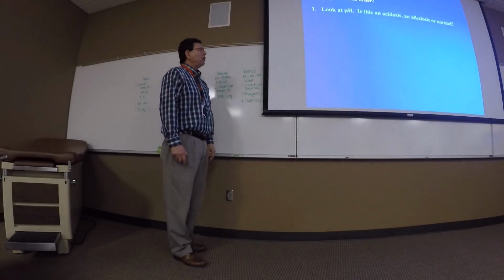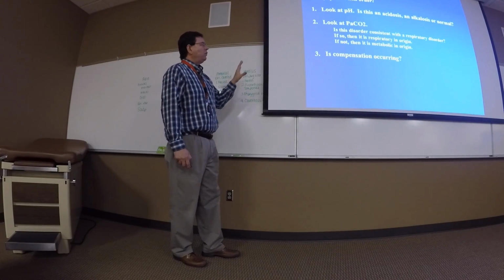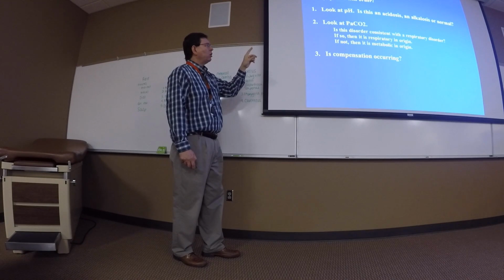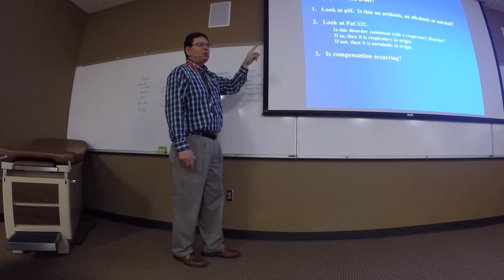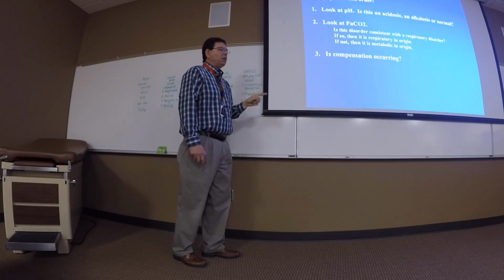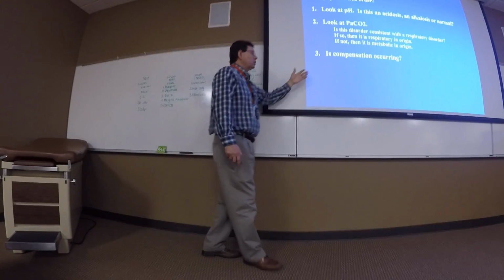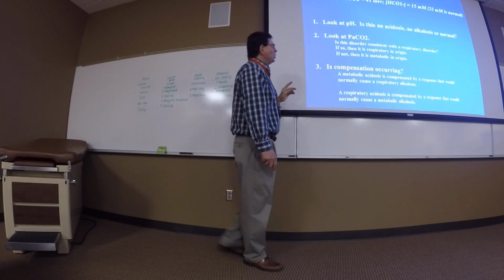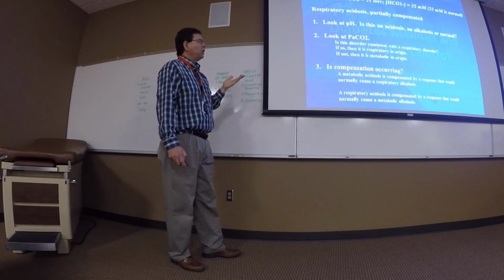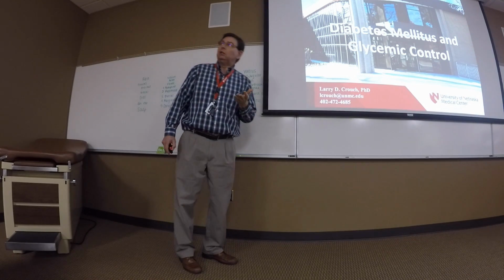And I already talked to you about the steps for evaluating pH problems, and you always go in this order. Look at pH: acidosis, alkalosis. Look at CO2. Can this derangement be caused by CO2? And if not, it's metabolic. And then you look to see if compensation is occurring. So we stepped through some of these before. If any of you want to go through these again sometime, we'll do that.